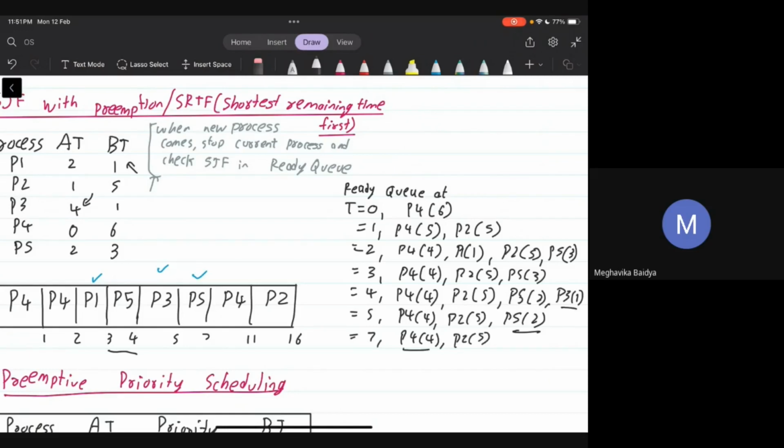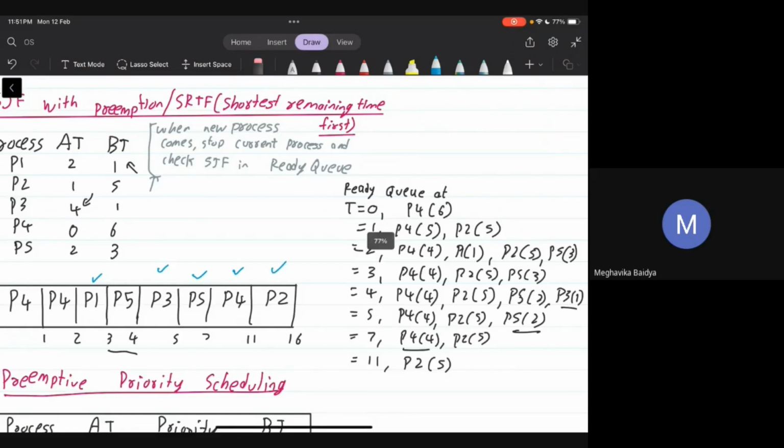Now you will take P4 for 4 seconds directly. 7 plus 4 is 11. So P4 also gets done execution. And then at t equals to 11, you will have P2 of 5. And you will execute that, and that is also done.